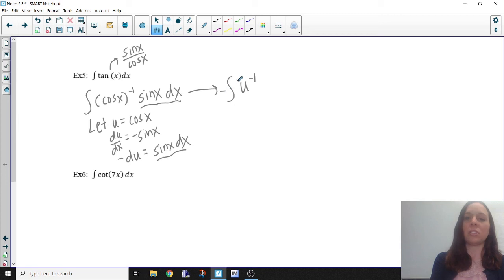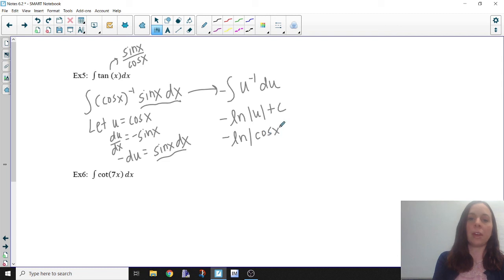Negative is just a constant -1 multiple though. So you can put that negative way out there and the du here. Okay, and we're going to do the antiderivative of u to the -1, which is the ln of the absolute value of u. Or bring along that negative, it could be ln of the absolute value of cosine of x plus c.